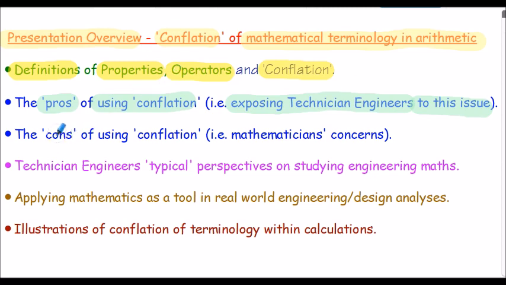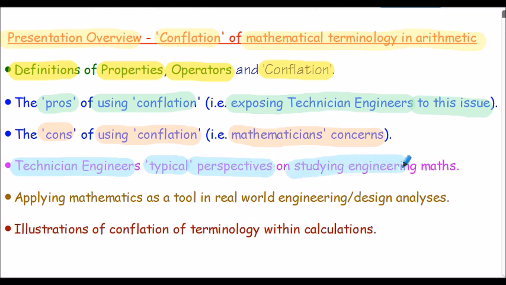Then we consider the cons, the disadvantages of using conflation. These are mainly concerns from mathematicians, incorrect usage of terminology within calculations or discussions. Next, we briefly consider technician engineers' typical perspectives on studying engineering mathematics. Also, applying mathematics and engineering is seen more of a tool for solving real-world problems within engineering and design analyses.